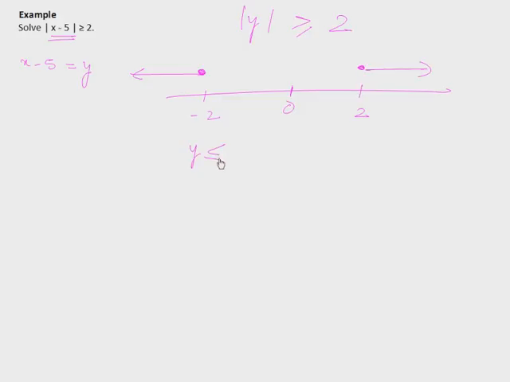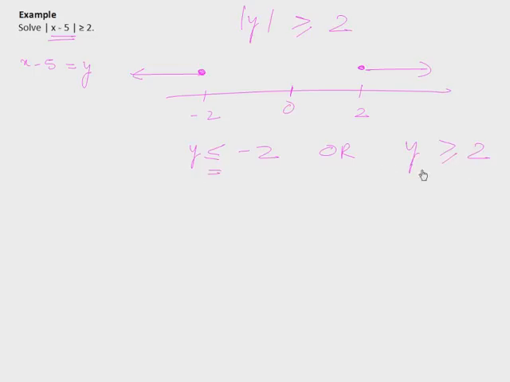Solve absolute value of x minus 5 greater than equal to 2. So again, I'll replace x minus 5 by y. So I'm solving absolute value of y greater than equal to 2. I know this solution. Minus 2 and 2 are the cutoff points. I want absolute value greater than equal to that. So I want points away from 0. So the solution is y less than equal to minus 2 or y greater than equal to 2.